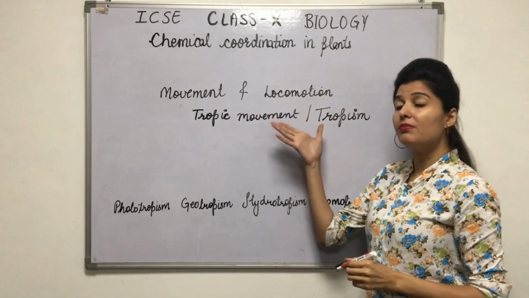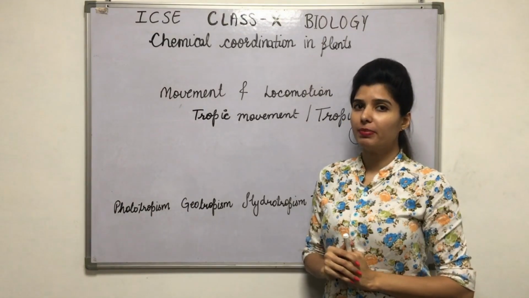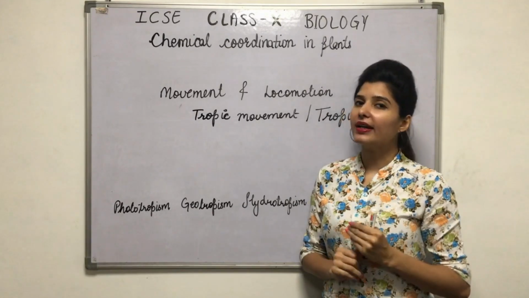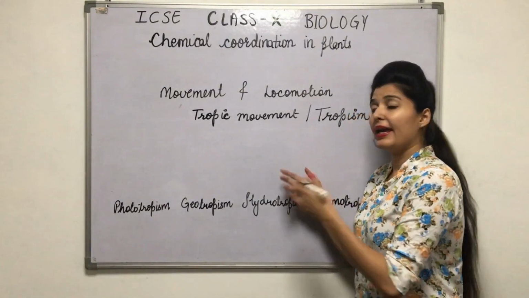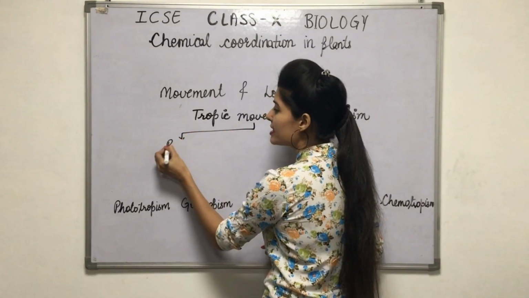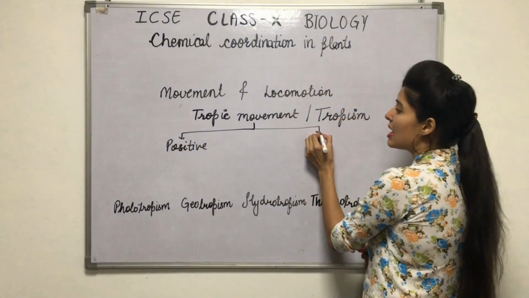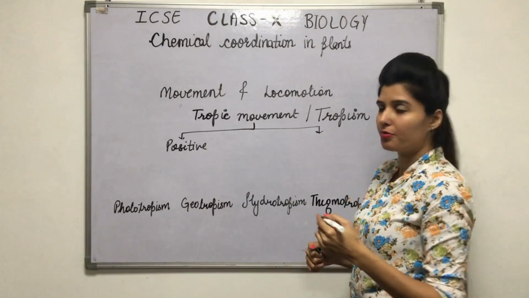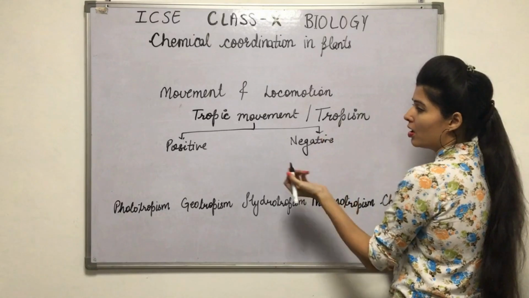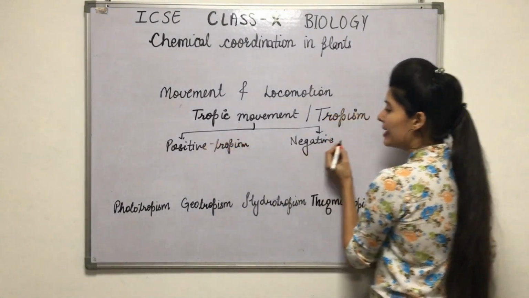So what is tropism? Tropism or tropic movement is the movement of any part of the plant. It can be because of the presence of an external or internal stimulus. If the movement is towards the stimulus, then we will be calling it positive. If it is in the opposite direction of the stimulus, we will be calling it negative. Positive tropism and negative tropism.